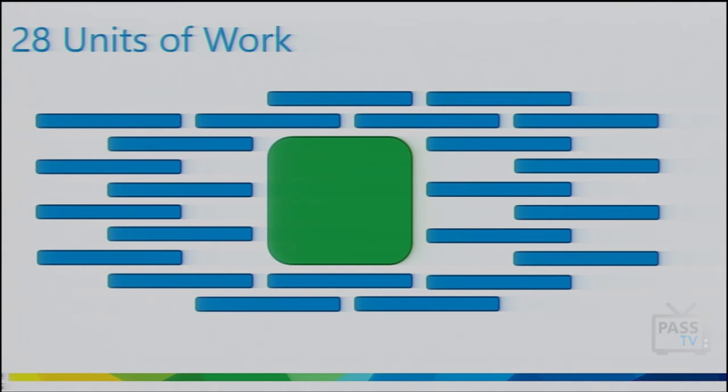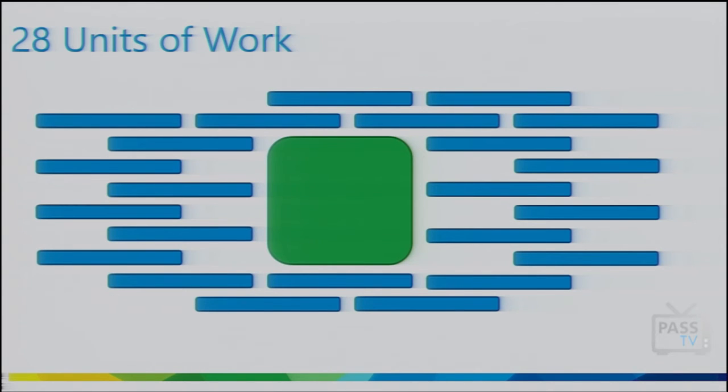We have 27 small units. So each of these boxes is like a unit of work. We have 27 small units and one really big unit of work. Okay, that's the green guy. They're all just rows that need to be processed. And so we'll say maybe each of these boxes has to do with a product or something.